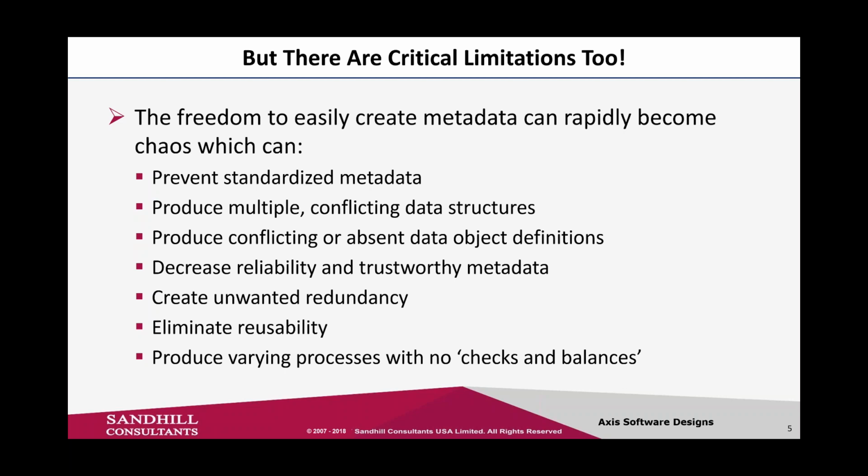I can't tell you how many organizations we talk to that tell me that they've got the zip code, which is supposed to be a standard way of defining it, defined 32 different times in one organization. And with a zip code, you figure, well, it's either 5 or 9 digits, depending on how the U.S. defines it. So we definitely see conflicting or absent data object definitions because the tool will allow you to do it. This relates to decreased reliability and trustworthiness of the metadata.